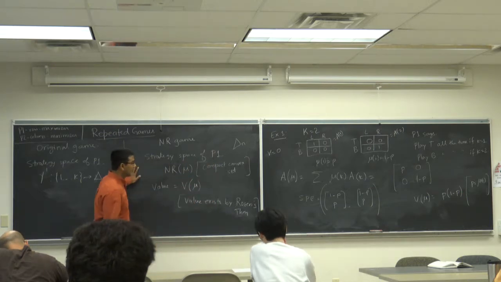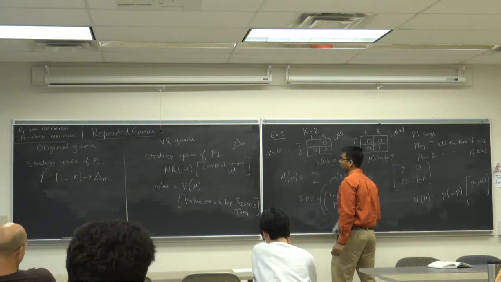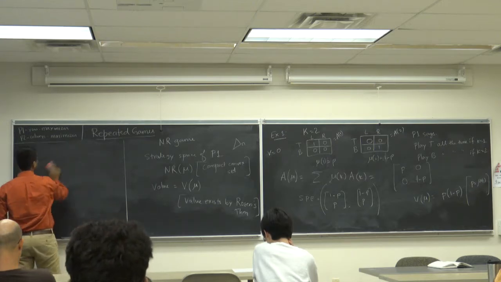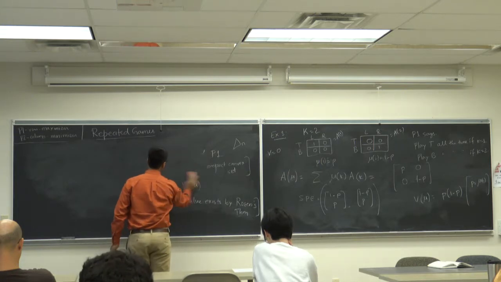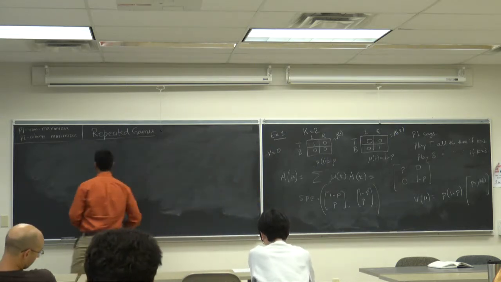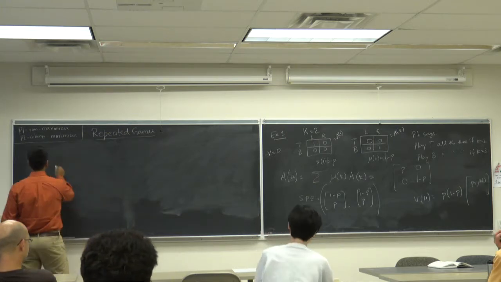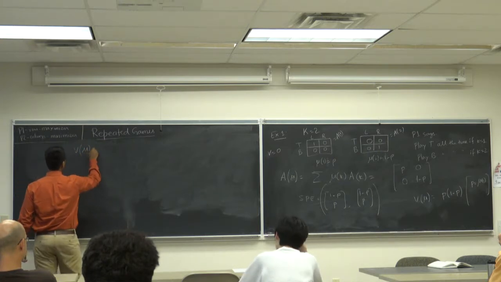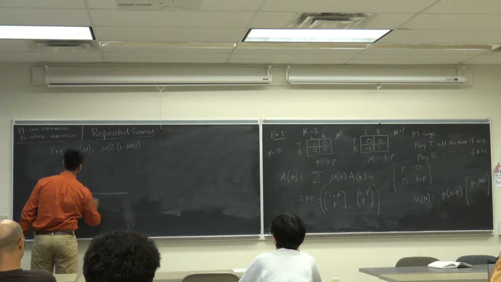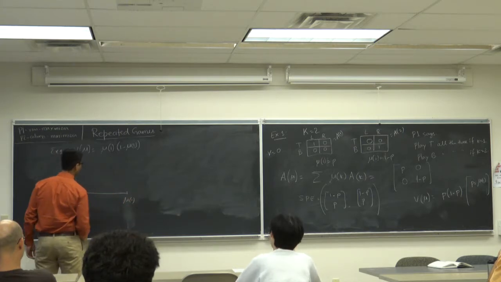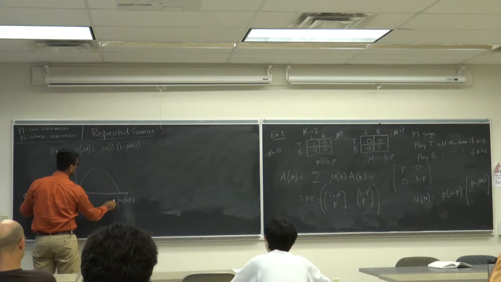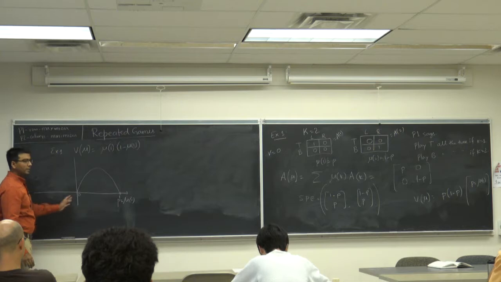And you can do the same thing for other games that we have studied. So let me draw the value. So V of mu is very important for studying the repeated game. Okay, so for example 1, V of mu, as we have calculated, is mu 1, 1 minus mu 1. And if you look at the figure, this is your mu 1 or P, what does it look like? It looks something like this. This is 1, this is 0. Okay, it's a concave function.